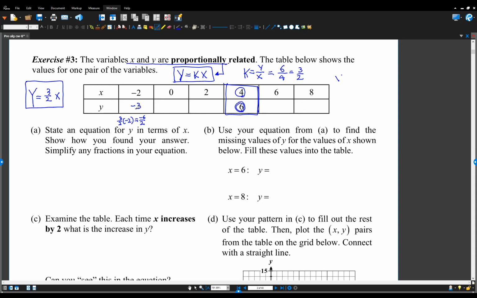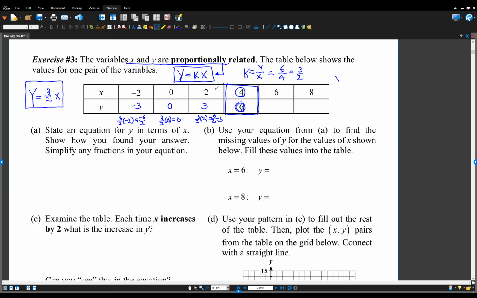What is the value of y when x equals 0? 3 over 2 times 0. Any number multiplied by 0 is always 0, right? This is 0. When x is 2, what is the value of y? Put this number into the equation. 3 over 2 times 2 is how much? 6 over 2 equals 3, right? Yeah, this is 3.